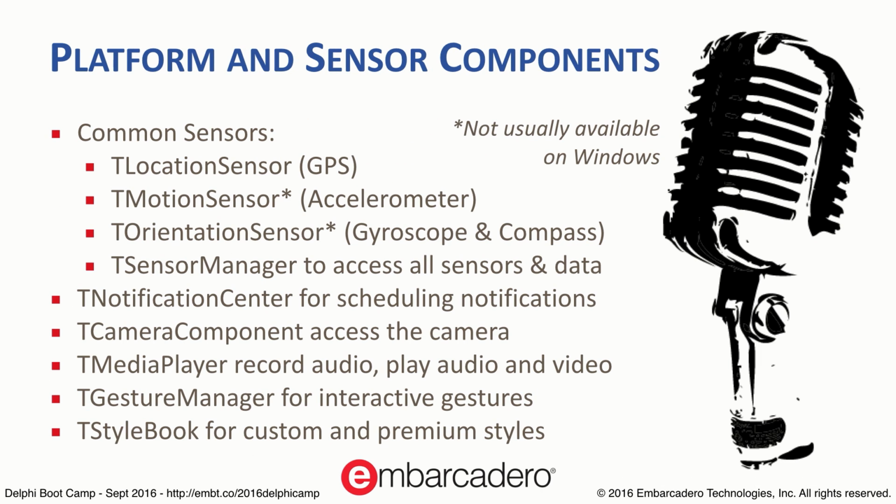So let's talk about platforms and sensor components available on mobile devices. Now, there are common sensors. You have the location sensor, which uses your GPS in combination with Wi-Fi and other things in order to get you a really accurate location. There's the motion sensor, which uses the accelerometer, and the orientation sensor, which uses the gyroscope and compass. And then the sensor manager gives you access to other sensors. So there's a proximity sensor that can tell you how close the user is to the phone. There are ambient light sensors. It really varies from device to device, but there are lots of sensors there.